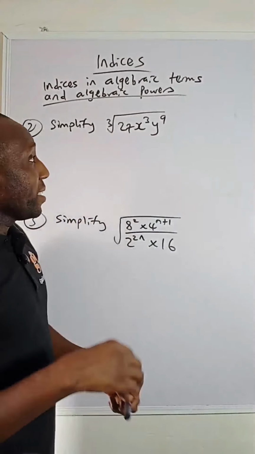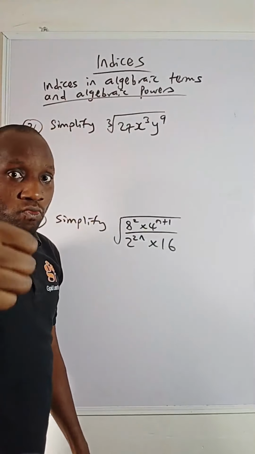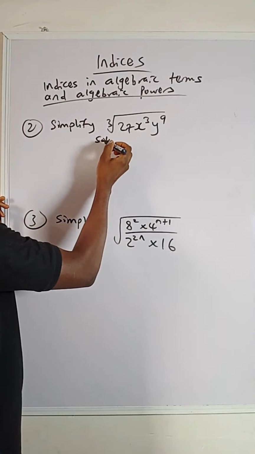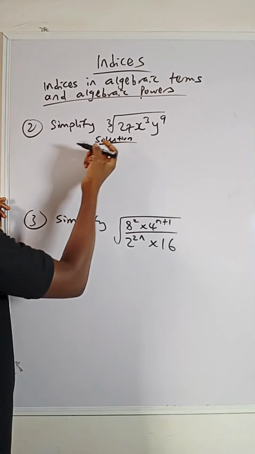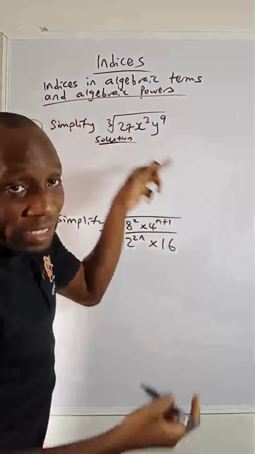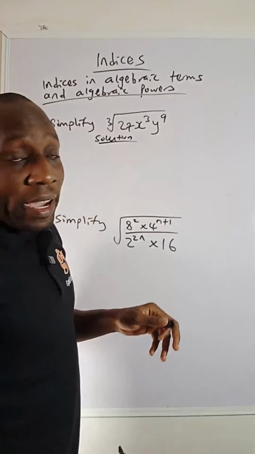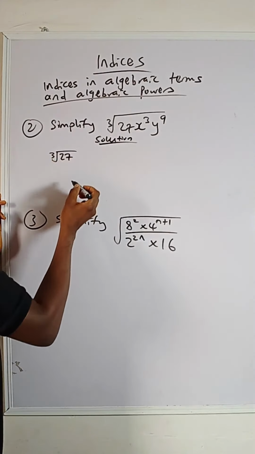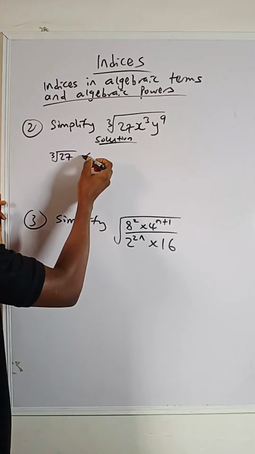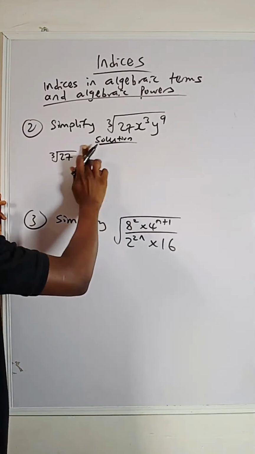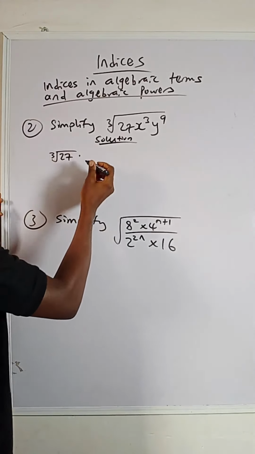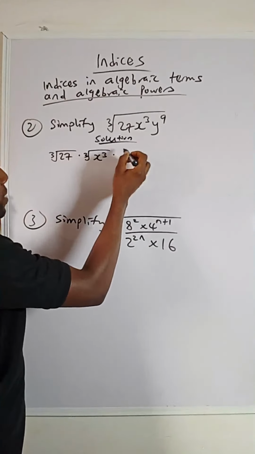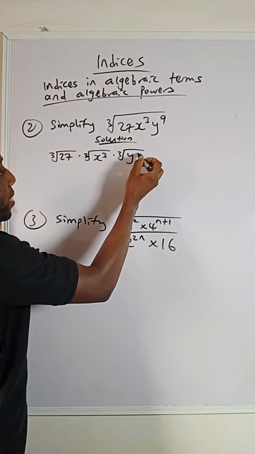So for those of you that said the answer is 3xy cubed, you're right. Like I told you before, this is the solution, by the way: you can just split the cube root into 27x cubed and y raised to the power of 9. So watch this. It's going to be the cube root of 27 times, I don't want to use the times sign because of this x, I don't want that confusion, so I'll just write dot, then the cube root of x cubed, and then the cube root of y raised to the power 9.